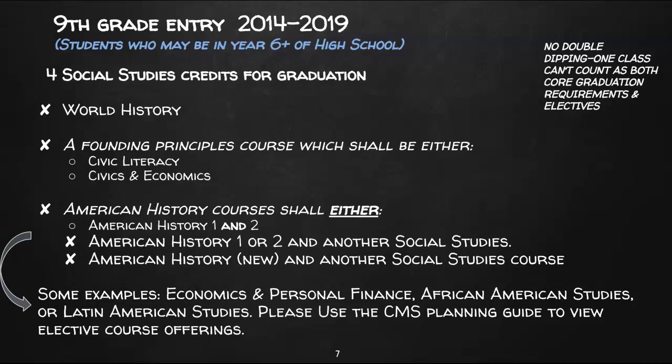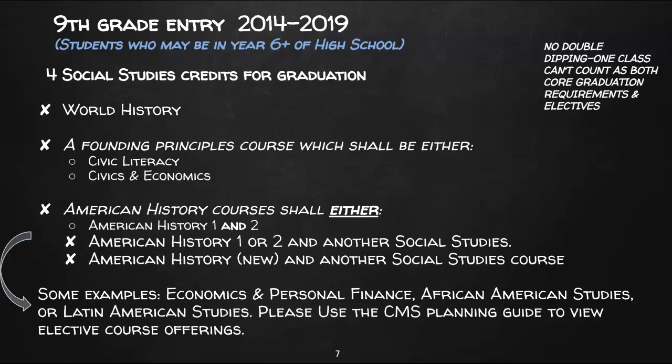American History courses shall either be American History 1 and 2, American History 1 or 2, and another social studies, or American History, the new course, and another social studies course. Some examples of that another social studies course are Economics and Personal Finance, African American Studies, or Latin American Studies.